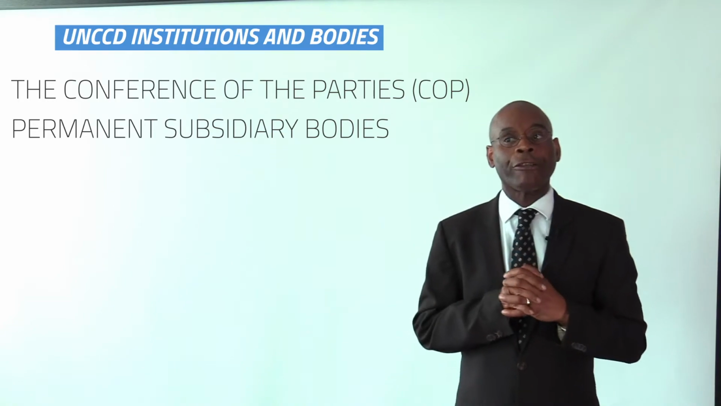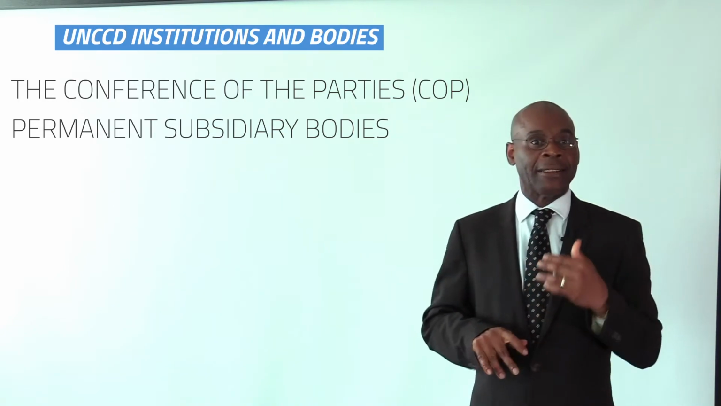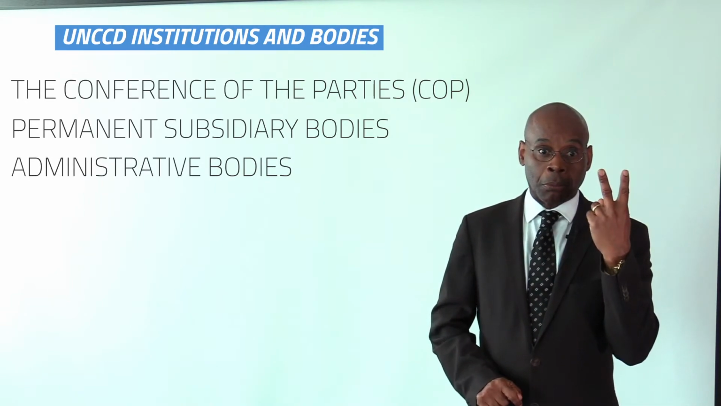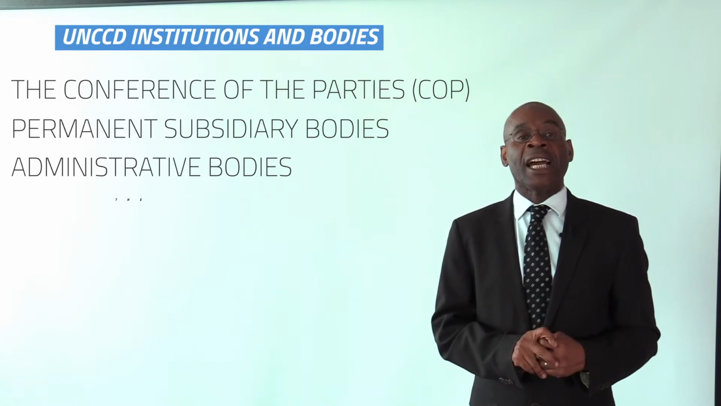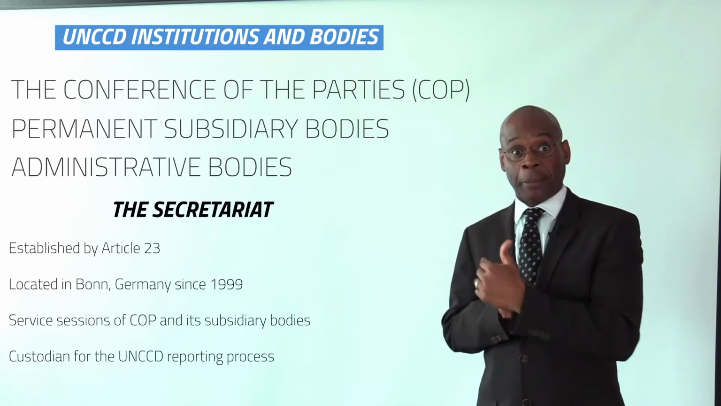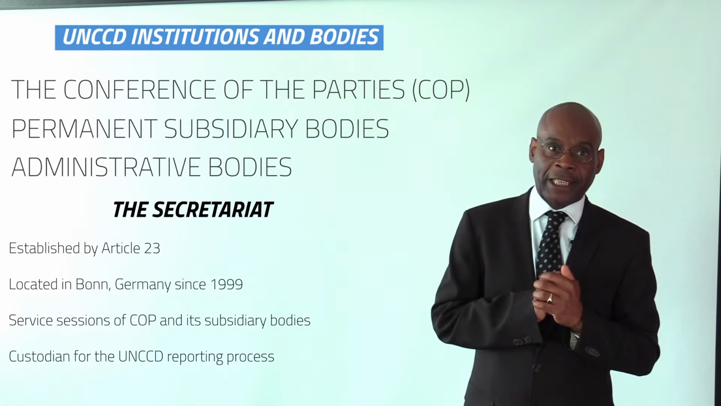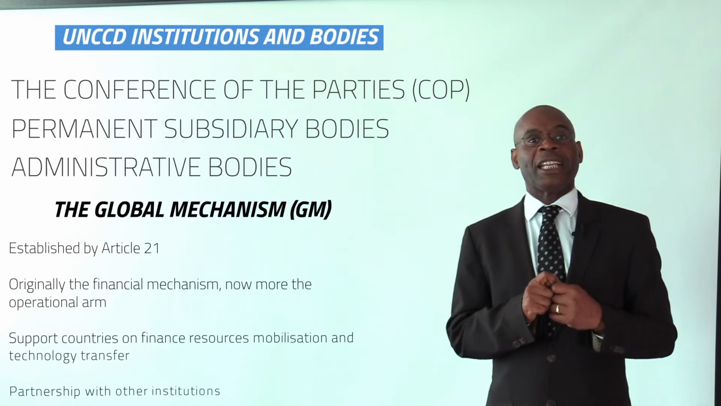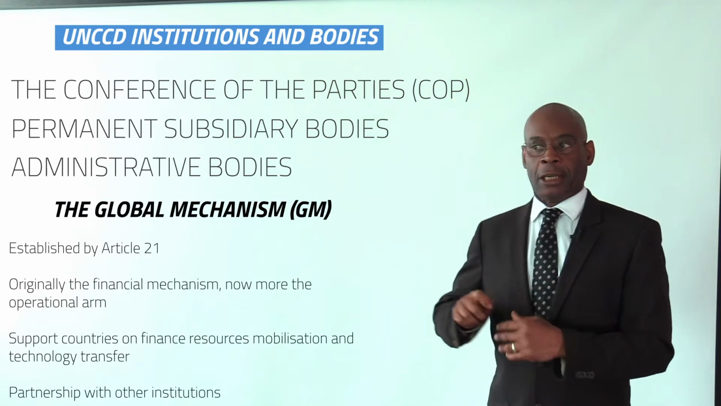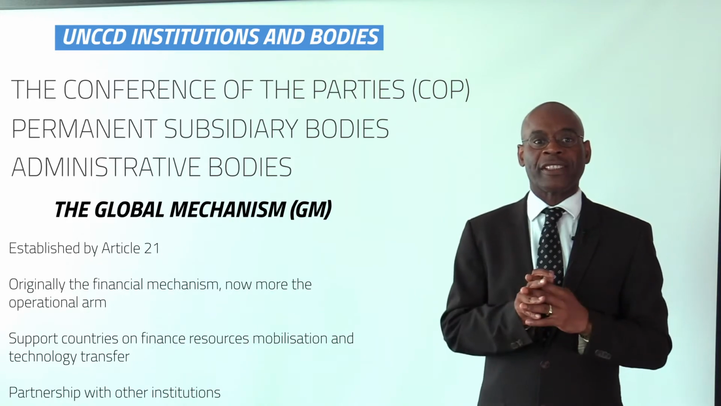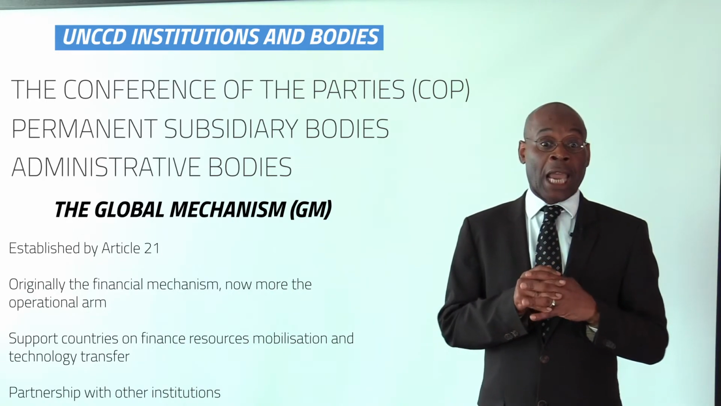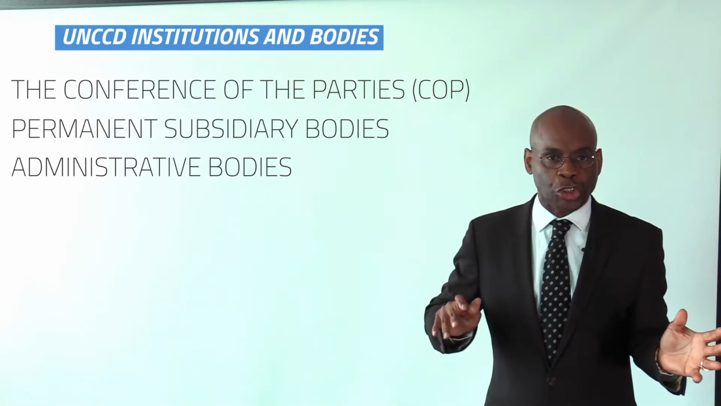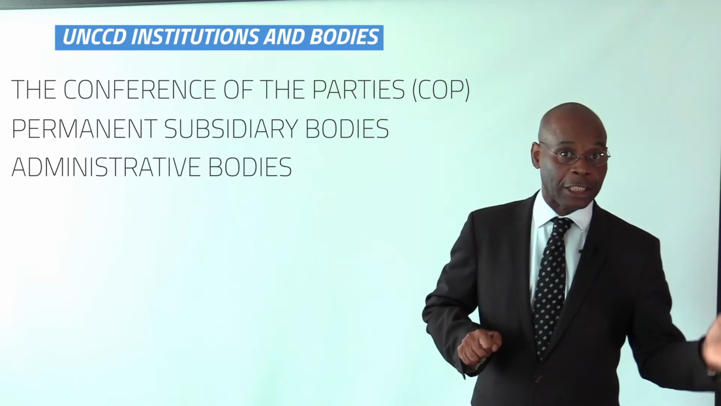Outside of those bodies, of course, this process has got to be run day in, day out. And so you have administrative bodies. And the two most important, or the two standing ones, are the Secretariat, which is where I work and from where I'm speaking to you, and the Global Mechanism. The Secretariat is basically the custodian of the entire process. The Global Mechanism is the operational arm, and they go out to countries, they work with countries in doing very, very concrete things as regards implementation. So this is basically the central structure, if you want, of the UNCCD process.